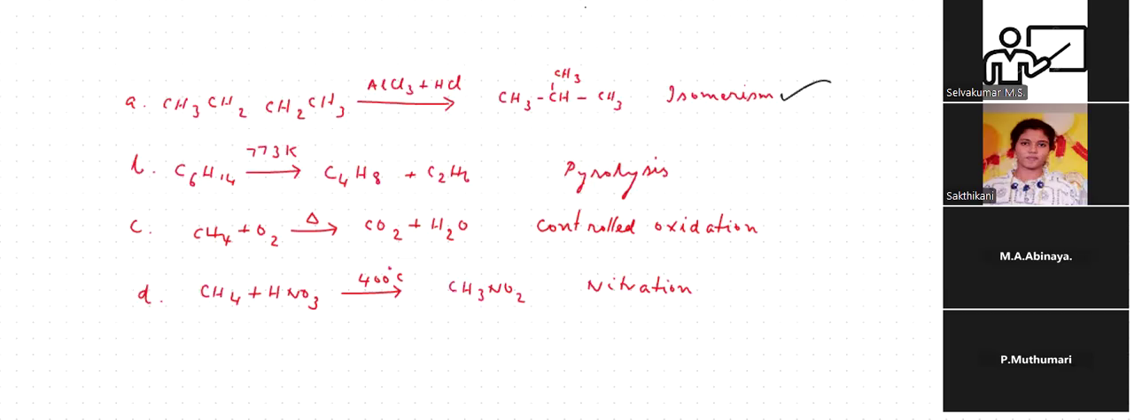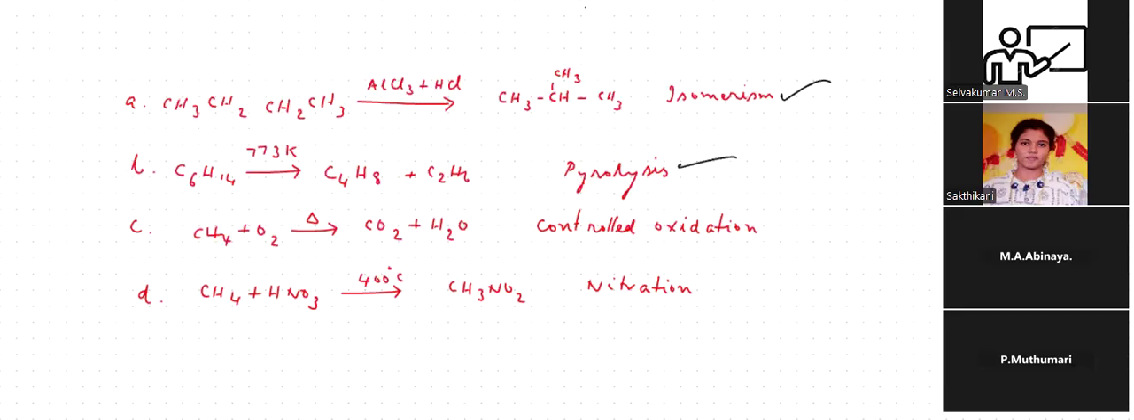Pyro means heat. Lysis means to break. So on the application of heat, a big compound is broken into smaller compounds. So a 6-carbon compound is now broken into 2 compounds containing 4 carbons and 2 carbons respectively. So this name is also correct. It is pyrolysis.